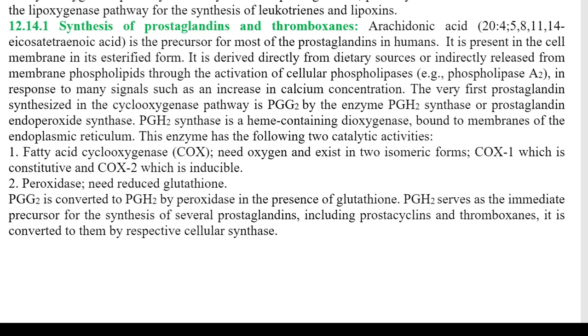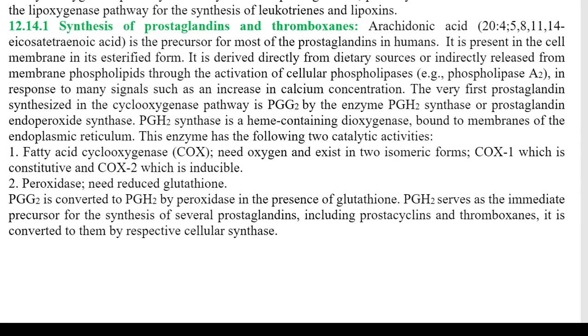12.14.1 Synthesis of prostaglandins and thromboxanes. Arachidonic acid, 20:4, 5,8,11,14 eicosatetraenoic acid, is the precursor for most of the prostaglandins in humans. It is present in the cell membrane in its esterified form. It is derived directly from dietary sources or indirectly released from membrane phospholipids through the activation of cellular phospholipases, example phospholipase A2, in response to many signals such as an increase in calcium concentration.